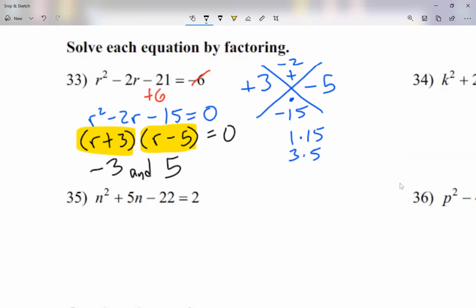So we're going to factor it, and then I'm going to see what value of the letter, in this case r, makes each parentheses equal to 0.